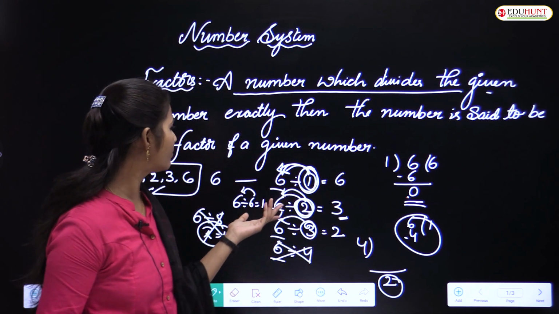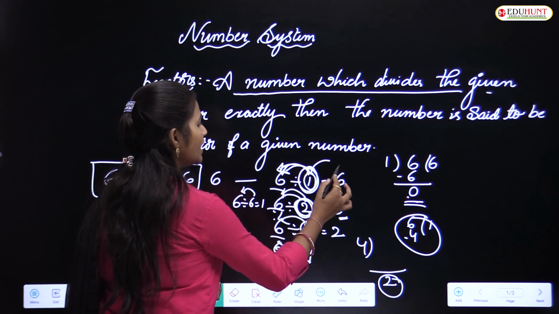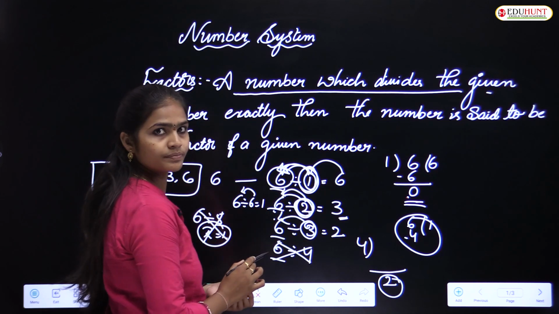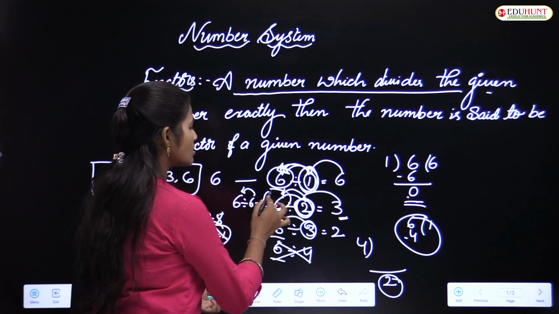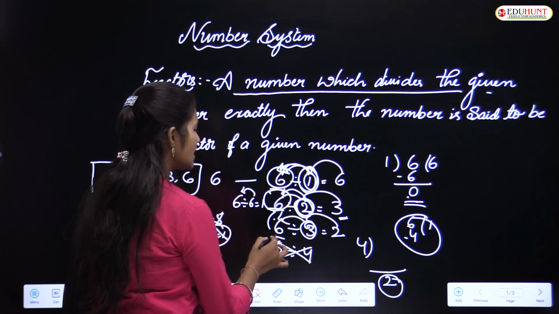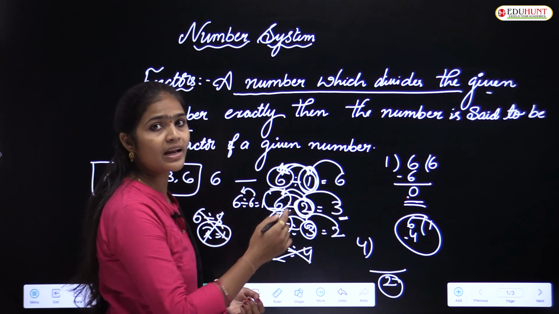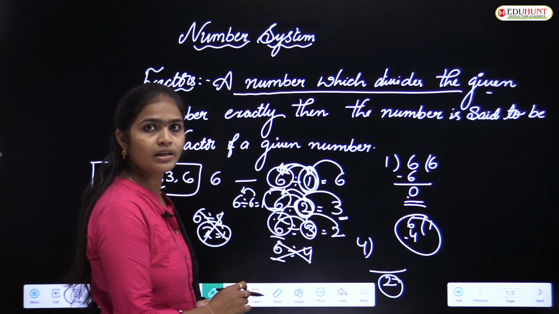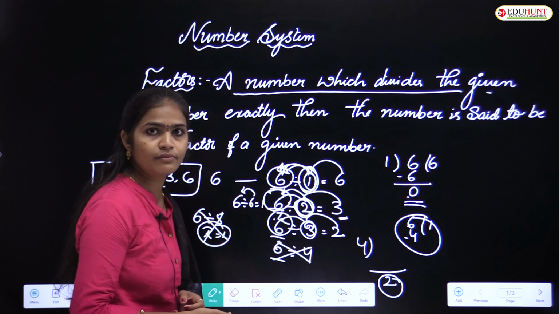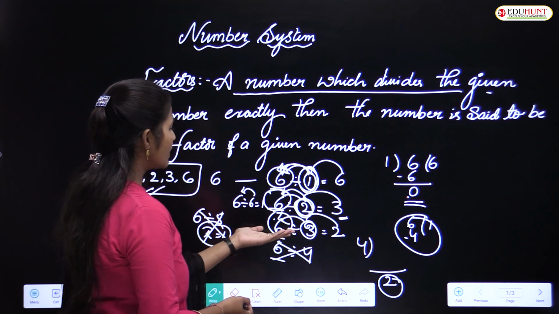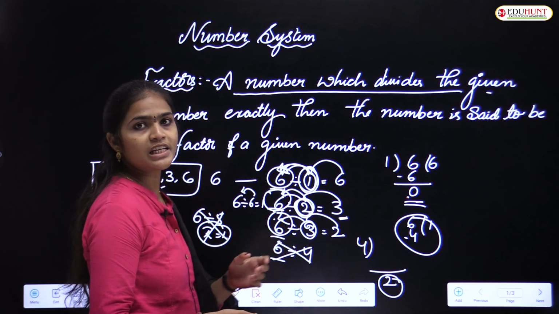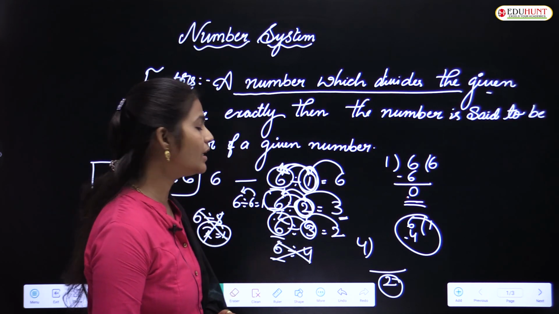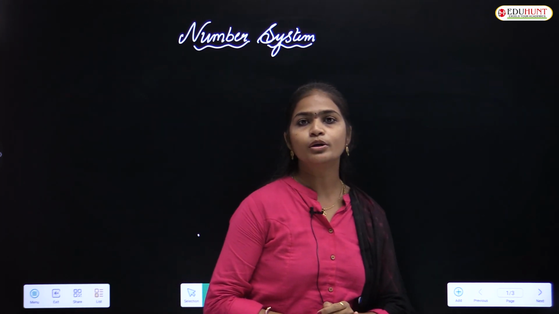While using the multiplication method, we can say 1 into 6 is equals to 6. 2 into 3 is equals to 6. 3 into 2 is equals to 6. 6 into 1 is equals to 6. The reverse order we already discussed in the previous video. So we can say this in the multiplication manner also. Okay, so this is about the factors.